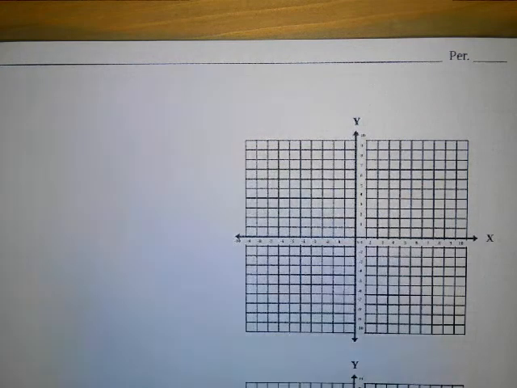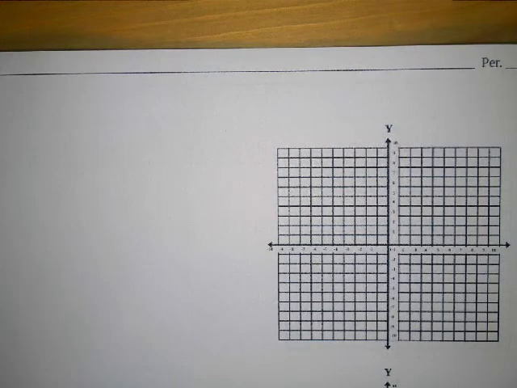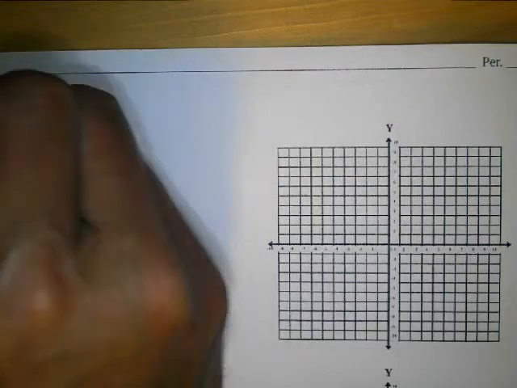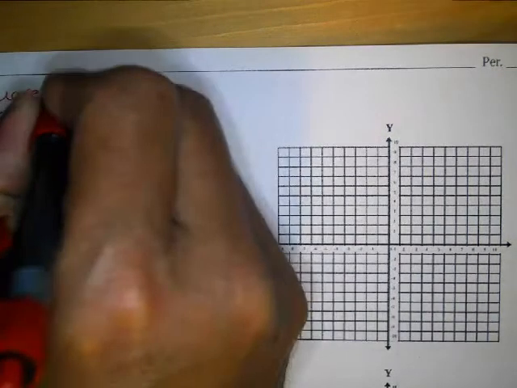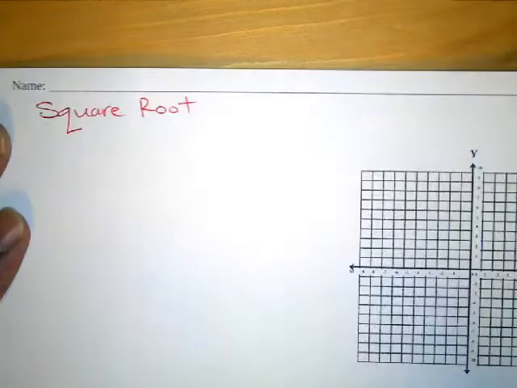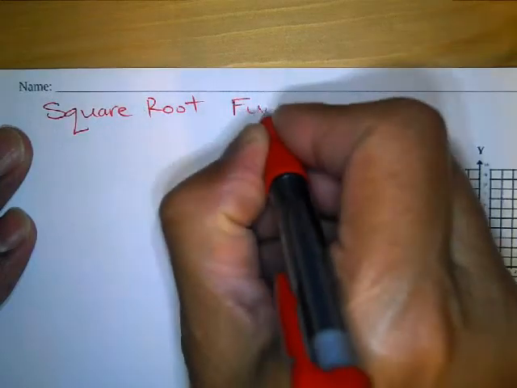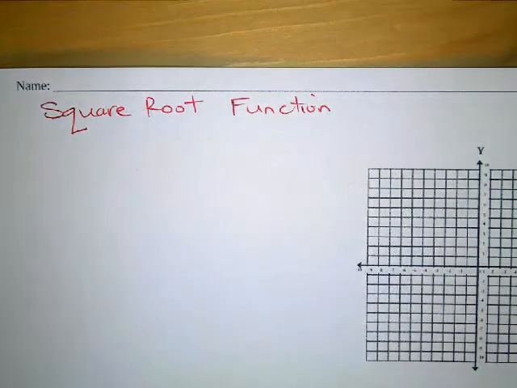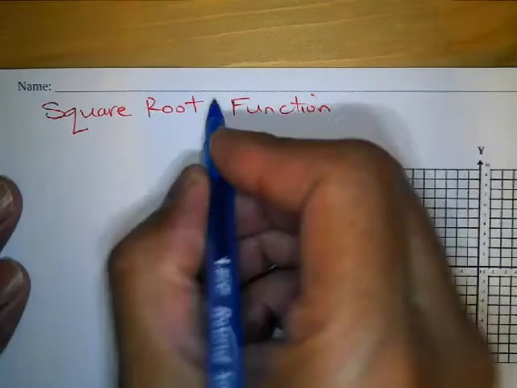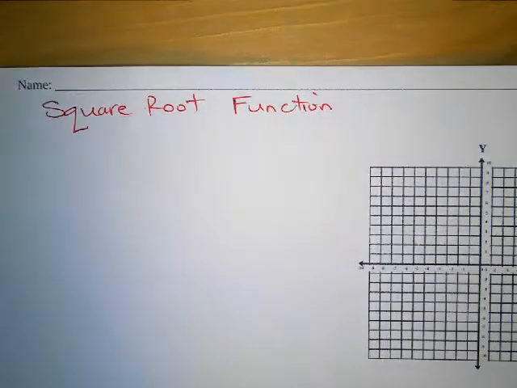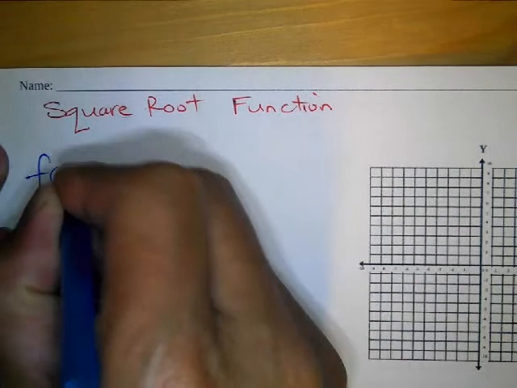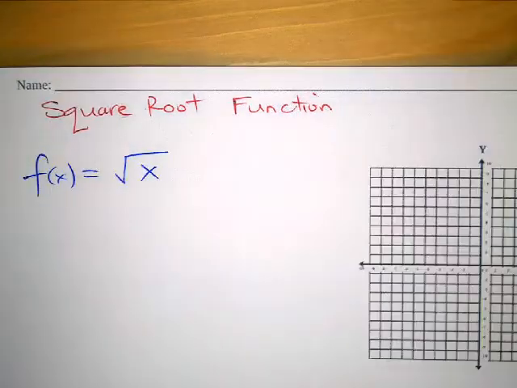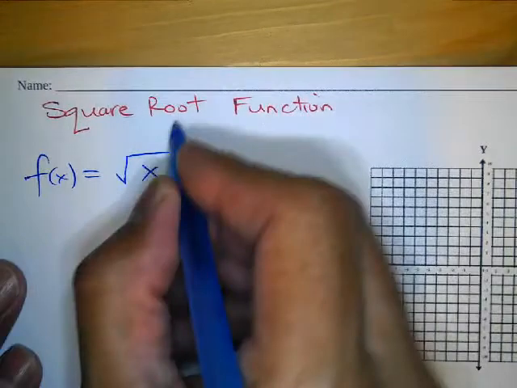Okay, so this is the notes. This first part here on this first video, we're going to see a new family of functions. This is the square root function. Sorry. And this is the parent, the most basic form of this function. You know what the symbol for a square root is, so this should be easy for you. That'll be f of x equals the square root of x. That's it. This is the parent.